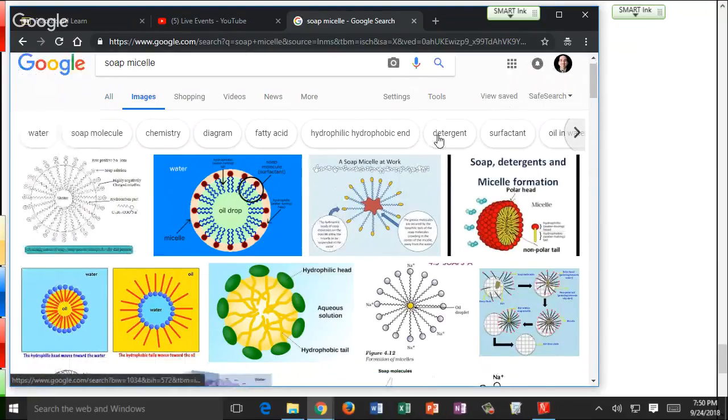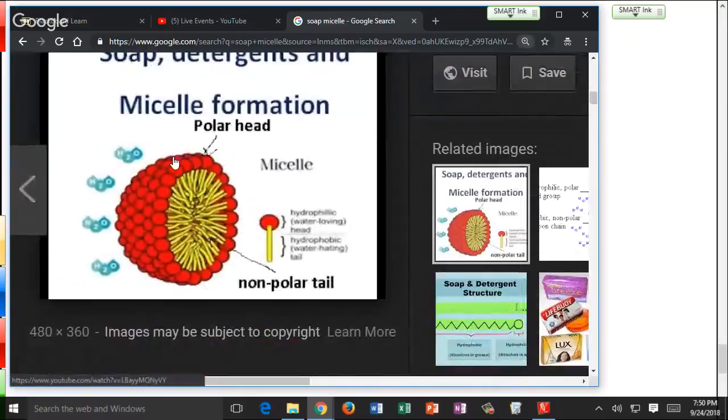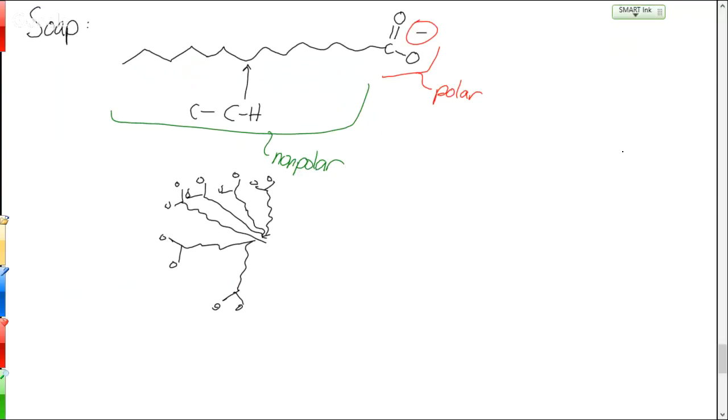Called a micelle. And so that's what I'm trying to draw. You've got the polar part with the O's around the outside, and then all these little tails with the long nonpolar part pointing toward the inside. So nonpolar dirt or oil or whatever can get stuck in the inside.